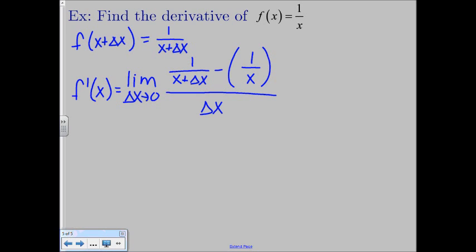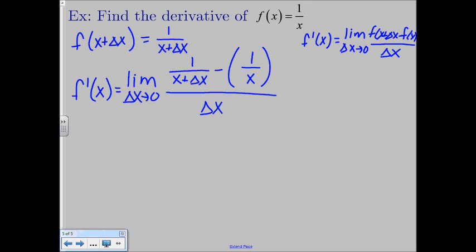I know I didn't write the formula this time, but if you forget, it's just going to be right over here. Just write it real tiny. That's just the limit as delta x goes to 0 of f of x plus delta x minus f of x, running out of room, all over delta x.